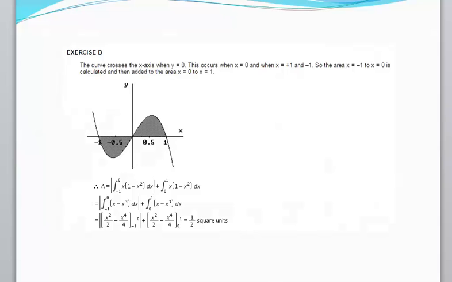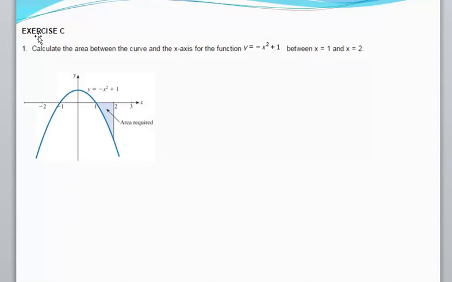So looking at exercise B, we've got here a curve that crosses the x-axis when y is 0. Oh sorry, this is our equation here. So here, exercise C. We want to calculate the area between the curve and the x-axis for our function y equals negative x squared plus 1 between x is equal to 1 and x is equal to 2. So here they've given us the curve. They've shown us where we cut through our x-axis at 1, and we want to find this here between 1 and 2.